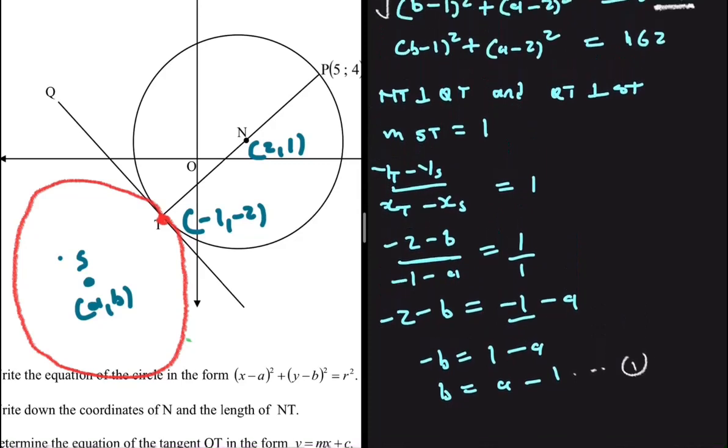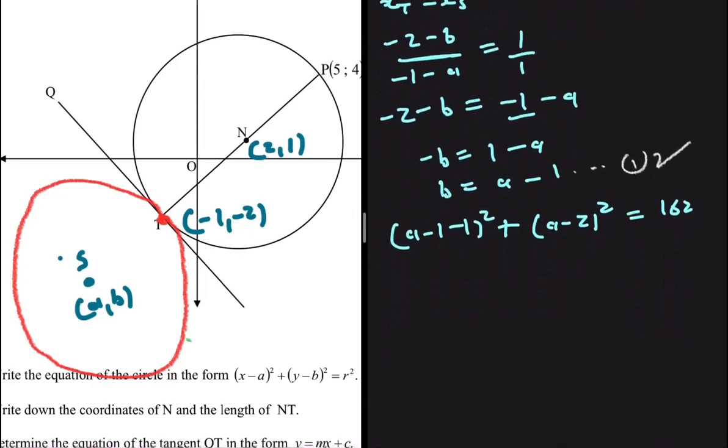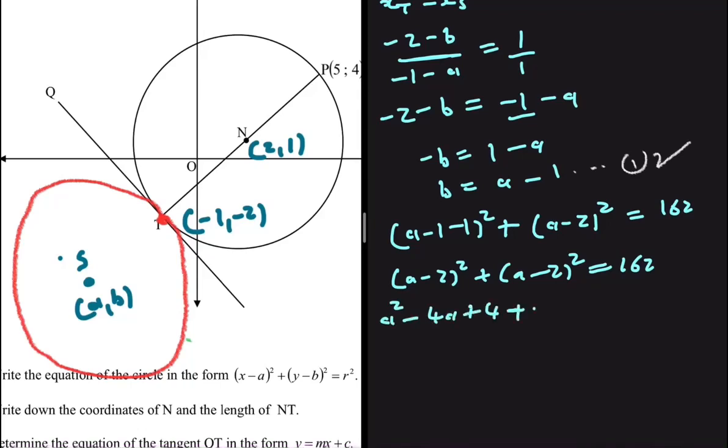And then what we want to do is to substitute this equation into this equation. So instead of having b, we're going to have a minus 1, and then minus 1 squared plus a minus 2 squared is equals to 162. So we're going to have a minus 2 squared plus a minus 2 squared being equals to 162. A minus 2 squared is equals to a squared minus 4a plus 4, plus a squared minus 4a plus 4.